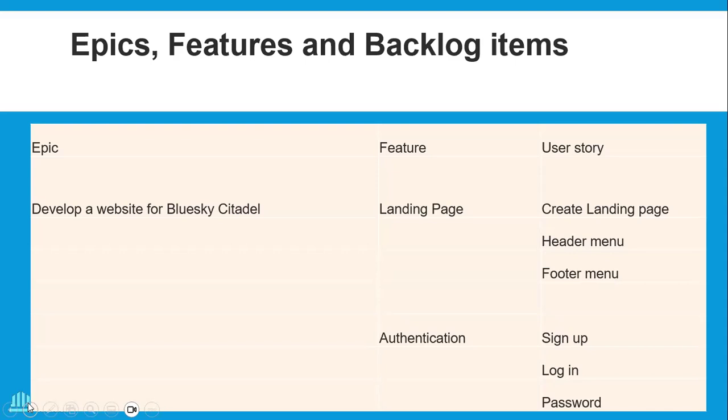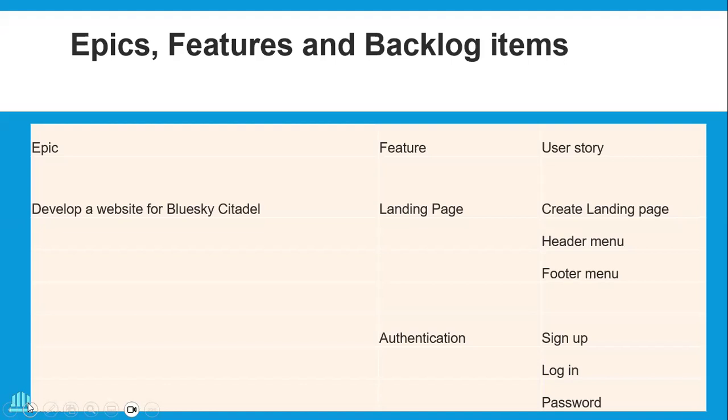The landing page has things like your header and your footer, okay? So again, this epic, develop a website for Blue Sky Citadel, has been broken down into two features. There are more features; this is just for the sake of giving examples. It has been broken down into two features: landing page and authentication. They in turn have been broken down into three user stories each.